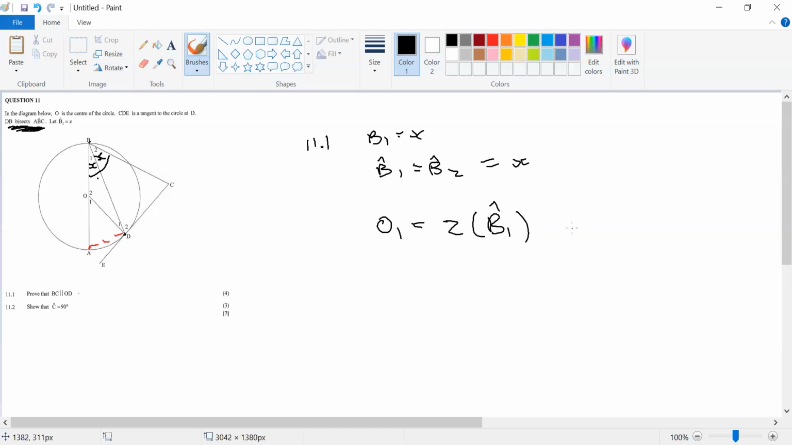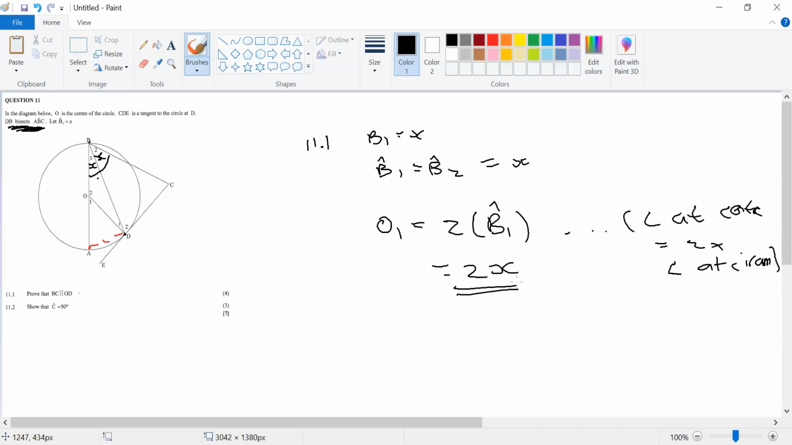And my reason for that is angle at center equals 2 times angle at circumference. Right, so now that I know that, I can easily substitute for B1 and say that O1 is equal to 2x.